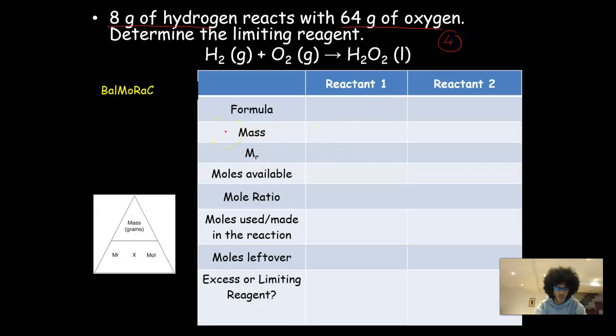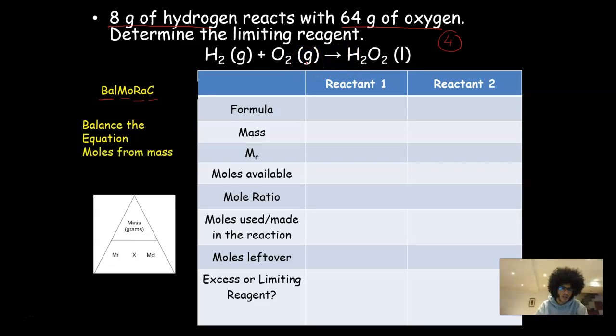So to complete this, we're going to follow this phrase which I like called bal-marak. And bal-marak basically means, it's basically broken into 4 different parts: the bal, the mo, the ra, and the k. The bal is balance the equation. Now in this particular equation, it's balanced, it's a 1:1:1 ratio, so we can leave that.